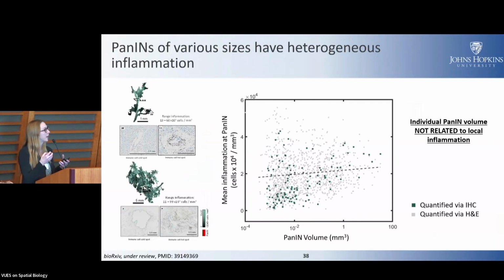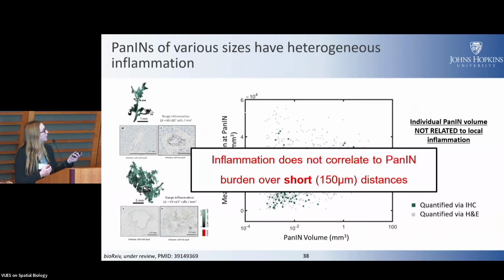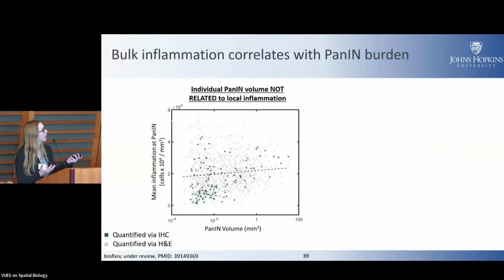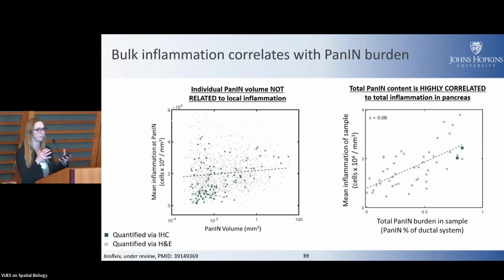If I take a single PanIN and I ask, does its level of inflammation tell me how big it is? But when we zoom out and we instead look at the sample level, which we can only do with these big volumes of tissue and this cell-specific segmentation that we can do, we find that the patients with many PanINs have a lot of inflammation, and we can fit a line to that quite well. So on the left is local data looking at the individual PanIN level. We see no link with inflammation, but on the patient level, we see a tight link with inflammation. Patients with a lot of PanIN have a lot of immune cells.